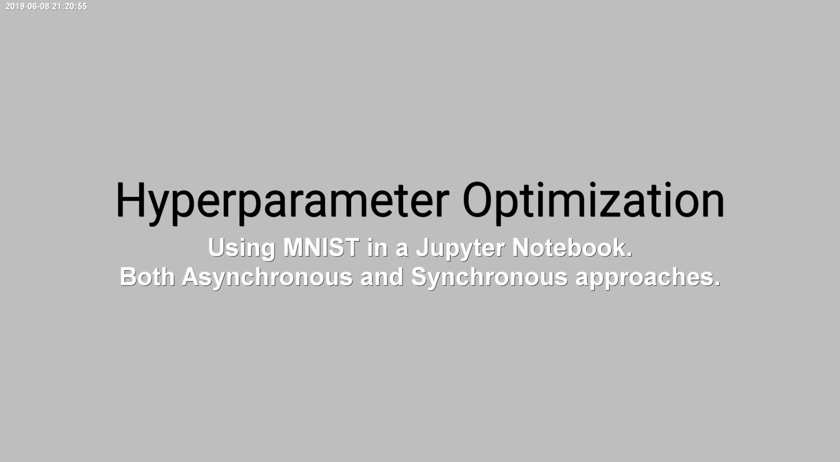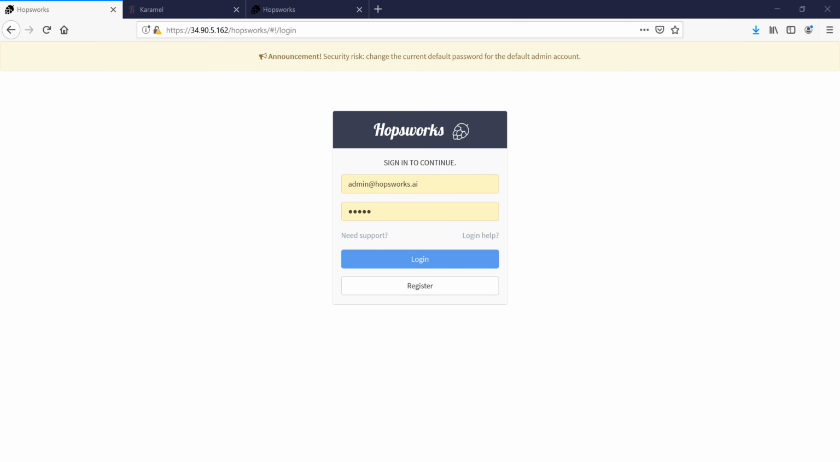In this video, we will walk through hyperparameter optimization on the Hopsworks platform using the MNIST example in a Jupyter notebook. We're going to use two approaches to hyperparameter optimization: one will be synchronous and the other will be asynchronous.